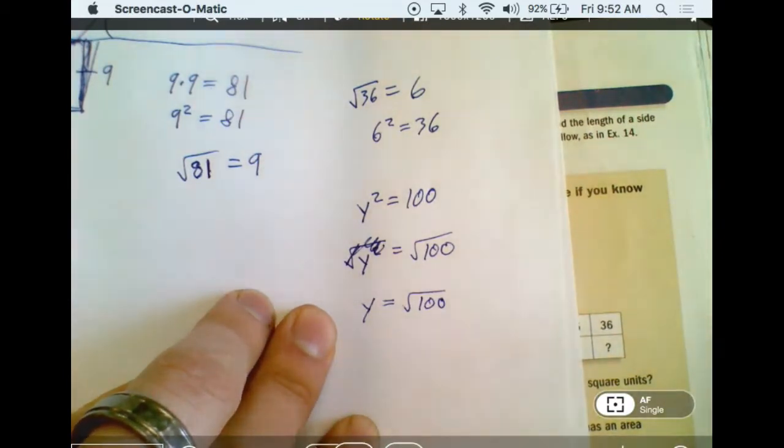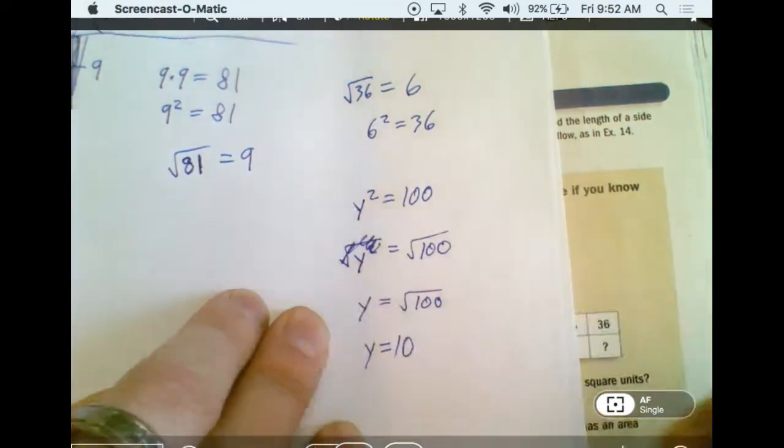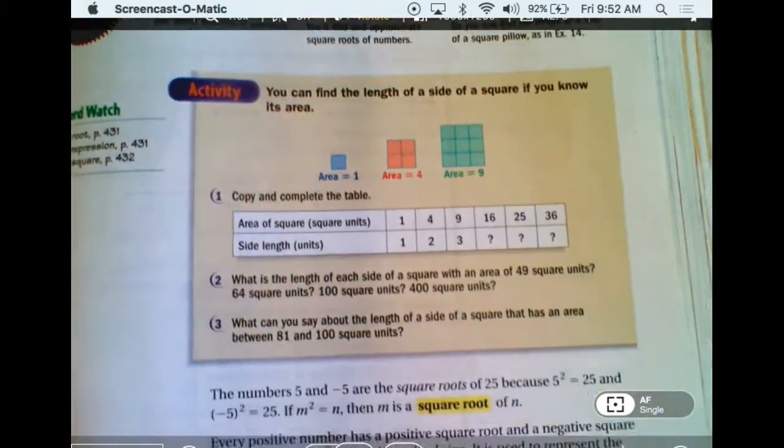What is the square root of 100? What times itself? Someone raise your hand. What times itself gives you 100? Kendra? 10. Y equals 10. Okay. So let's see what your book has to say here about this.